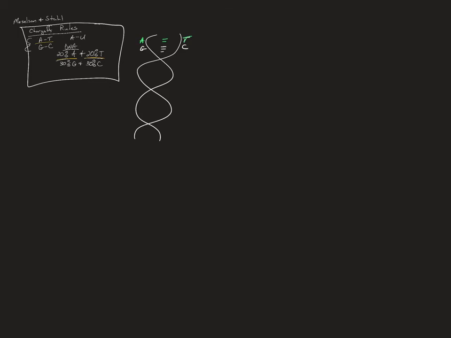Think about it. Let me just make this simple. Why don't we just say the code is AGC? This one here is AGC, and this one here is TCG. Do you see that? How is this copied?